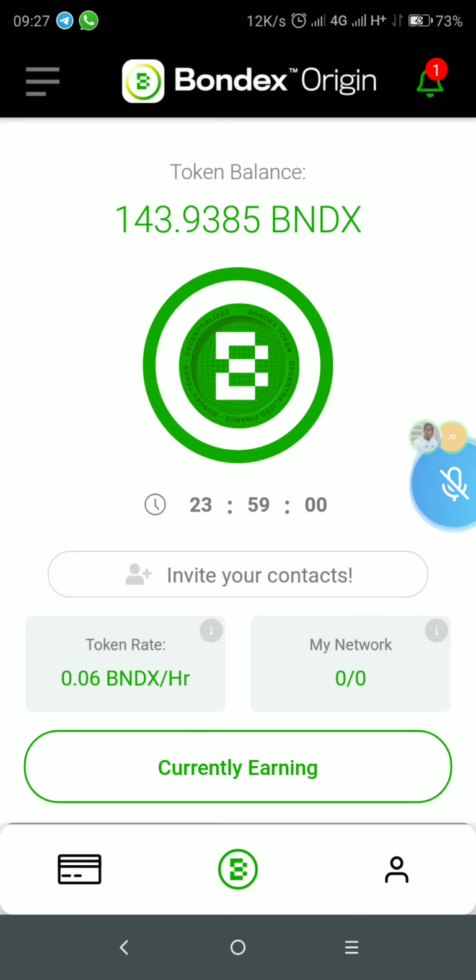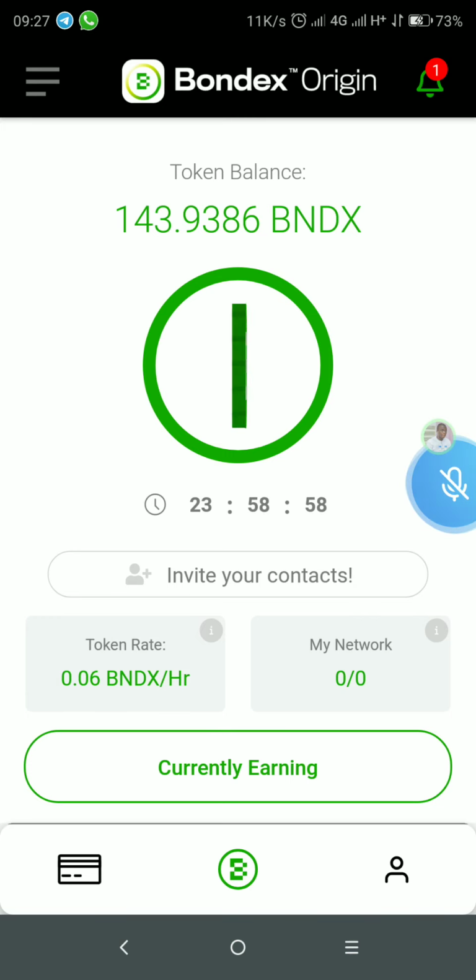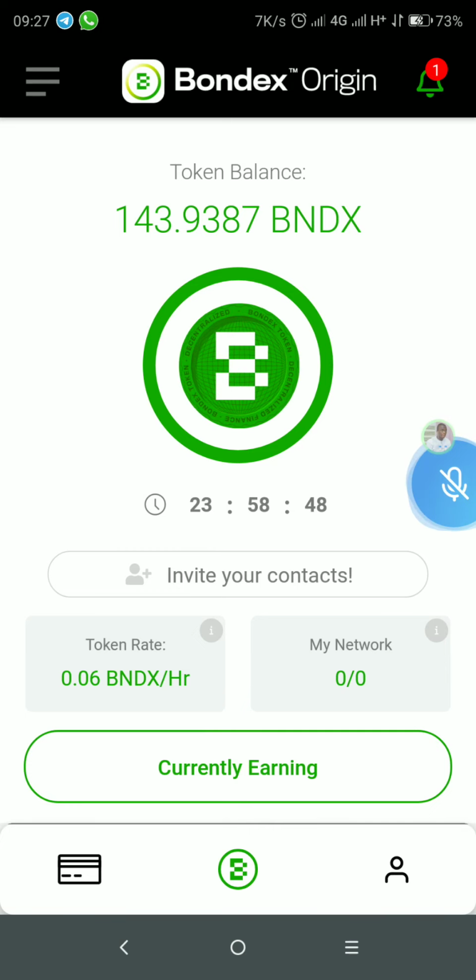So now, we have two sides. We have the ask price and the bid price. The bid price comes first. On your left is the bid price. On the extreme right is your ask price.